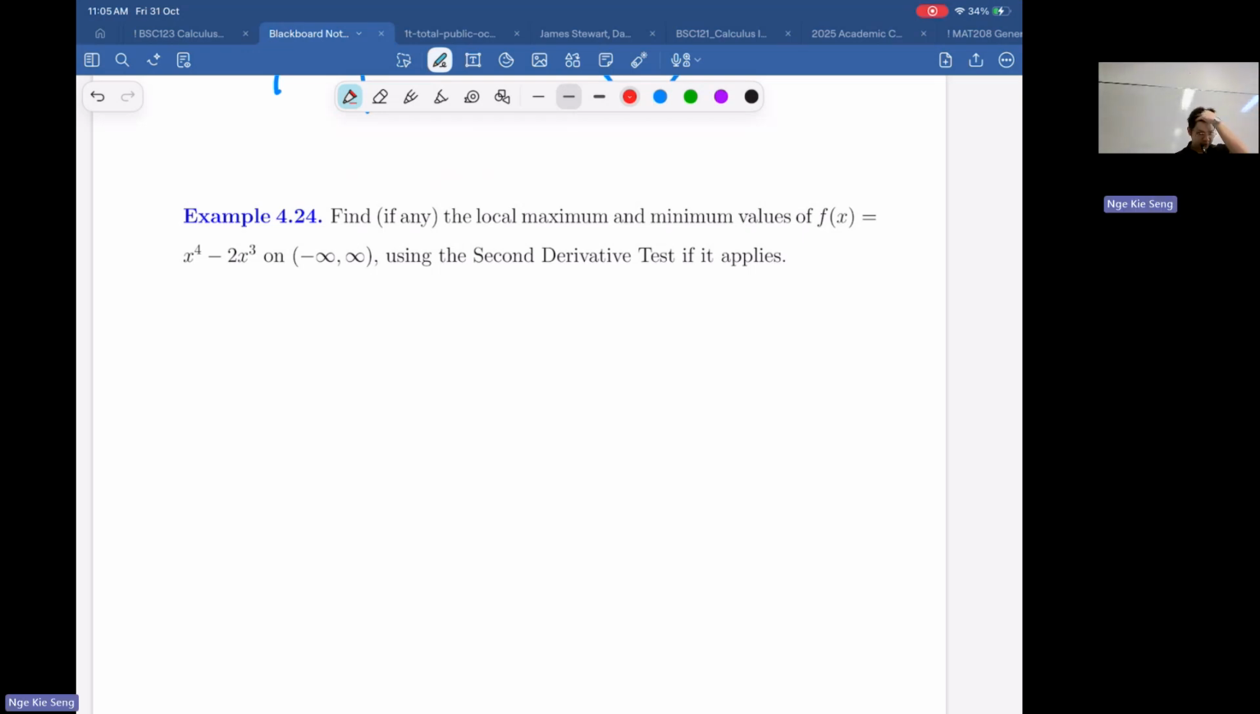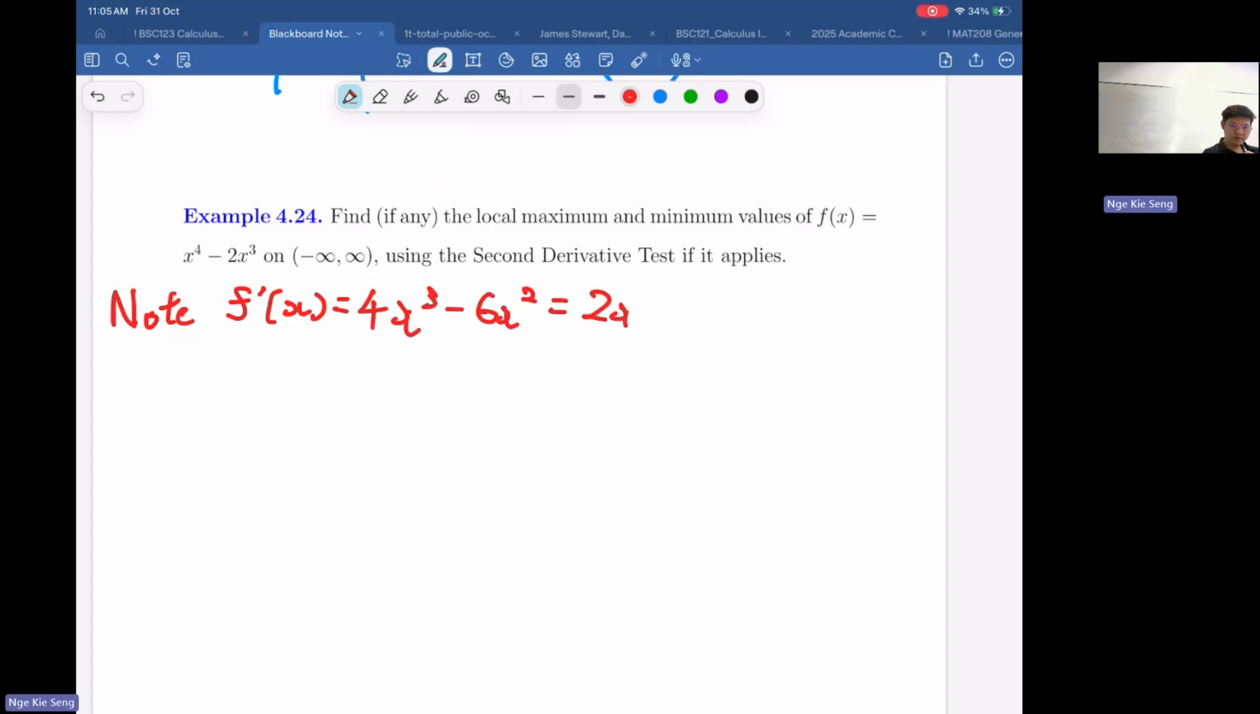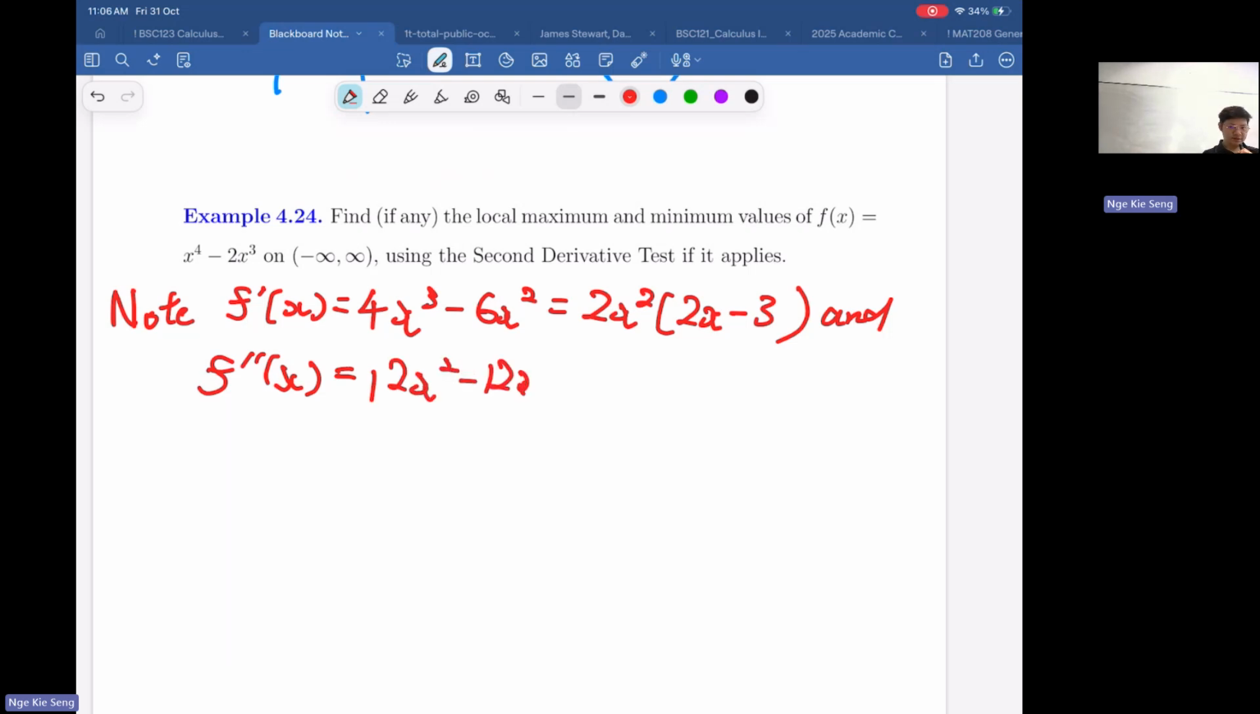To use the second derivative test, obviously you need to compute up to the second derivative. The first one you will get is 4x cubed minus 6x squared. If you factorize it, you get 2x squared times (2x minus 3), for later use. And differentiate it again. Maybe you want to use the first representation, differentiating term by term, which is easier, or you can use the product rule on the second representation, also fine. Which gives 12 times this one.